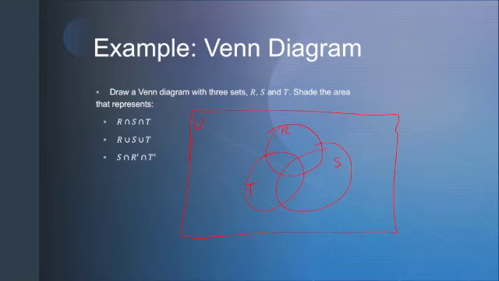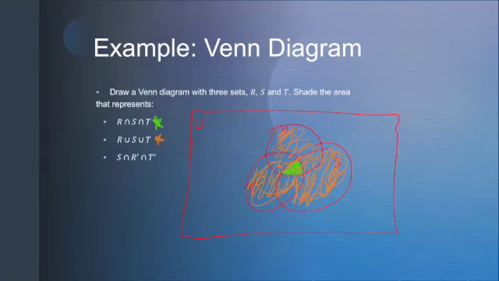Now, what if I want R union S union T? Well, that's going to be all of R, all of S, and all of T. So it's going to be all of this orange right here.